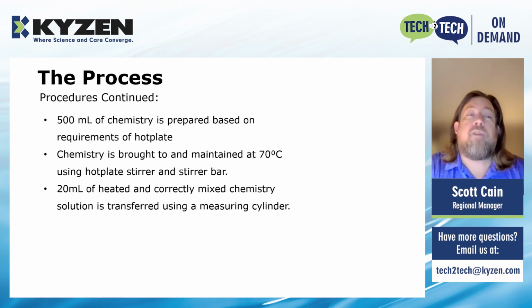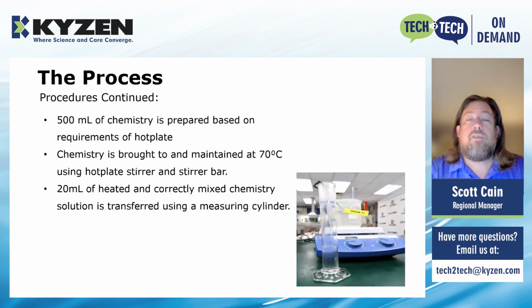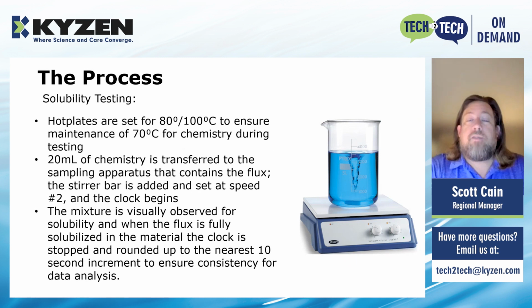And to continue that, we took 500 milliliters of chemistry, prepared on the hot plate based on the requirements of the hot plate that we just discussed. The chemistry is brought to and maintained at 70 degrees C using a hot plate stirrer and stir bar. We set that to the number 2 speed, and 20 milliliters of heated and correctly mixed chemistry solution is transferred using a measuring cylinder. As you can see there, we're utilizing that to bring that material over. Then the hot plates are set for 80 or 100 C, again, based off of what we discussed with the material differences, to ensure maintenance of 70 degrees C for the chemistry during testing.